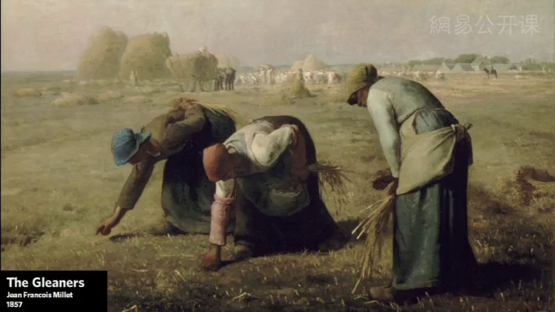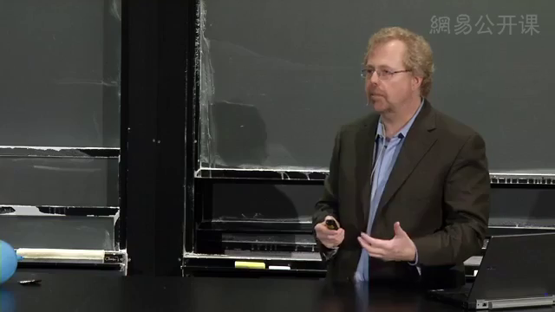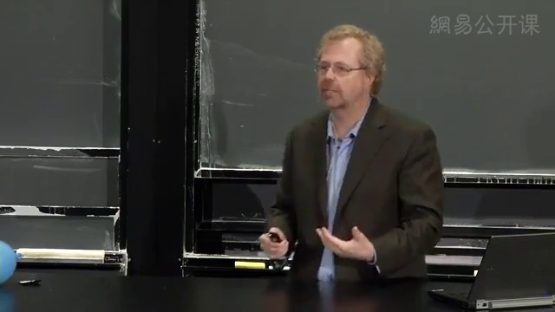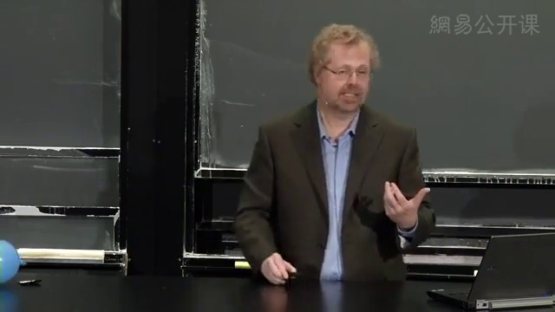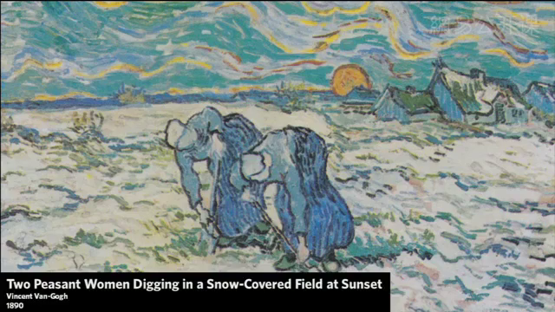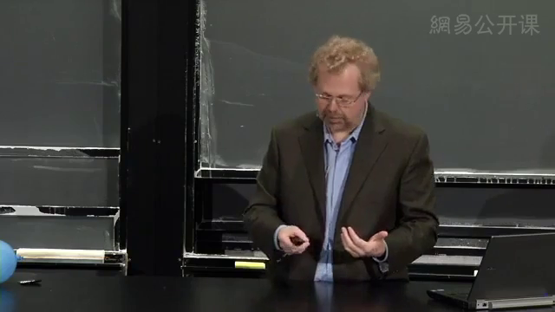This is a painting from 1857. It's called The Gleaners, Jean-François Millet, and it typified art in its period, an academic phase in French art. It was realistic. A few years later, Van Gogh paints this. Okay? Same topic, two people out in the field, totally different. Now, when this first came out, it was shocking to people.